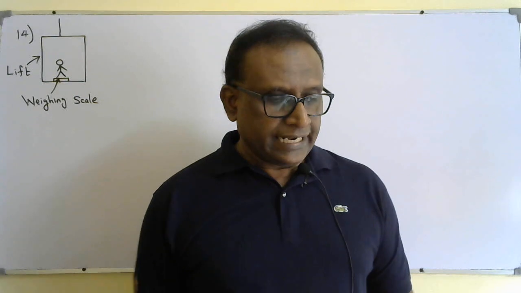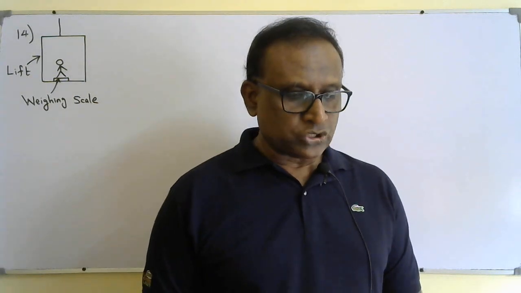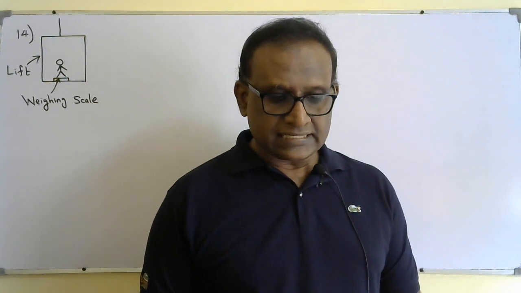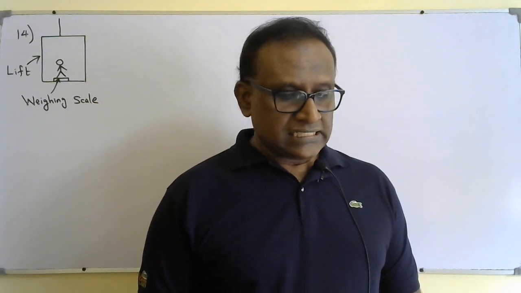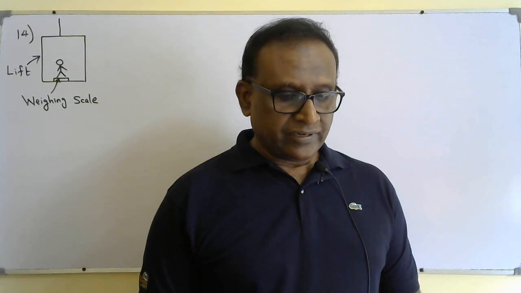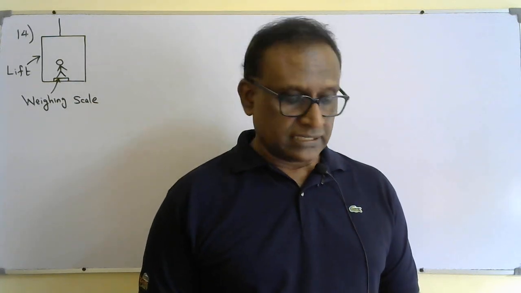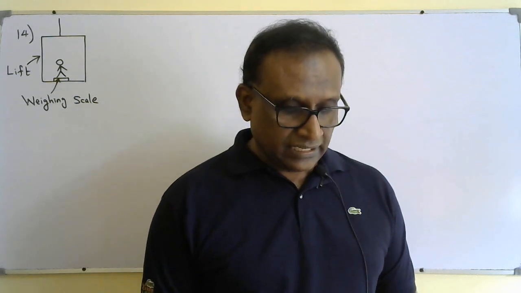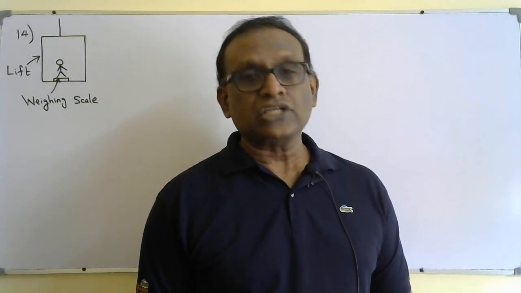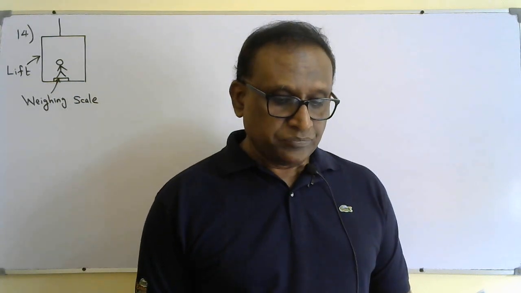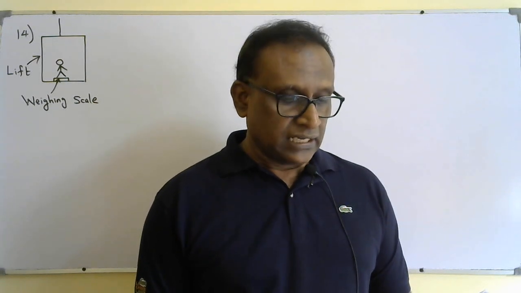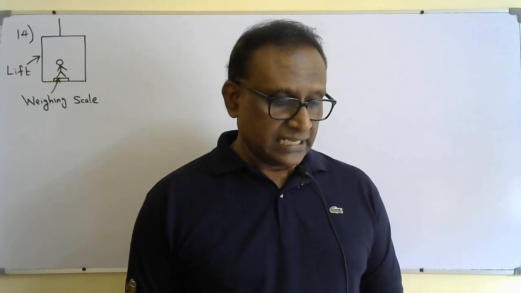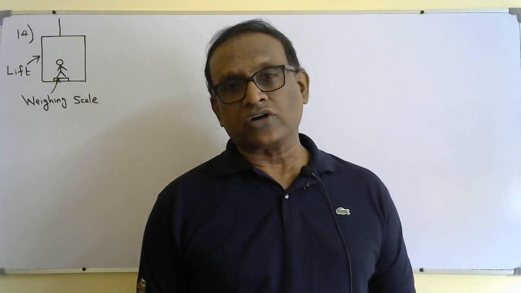Okay, question 14. This diagram is given. A student of weight 600 Newton is standing on a weighing scale in a lift. The scales are calibrated to give readings in newtons. The lift moves upwards at constant velocity, then decelerates to rest. As the lift moves, the student looks at the readings on the scales. Explain the readings on the scale.